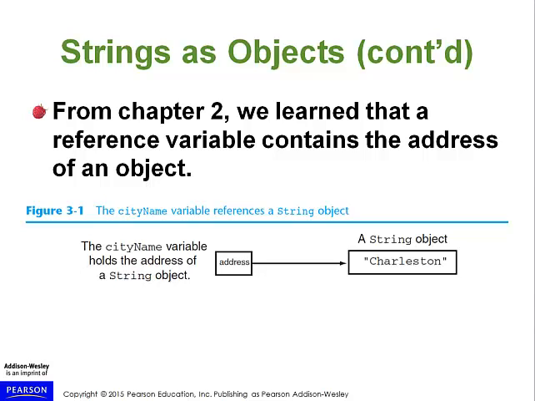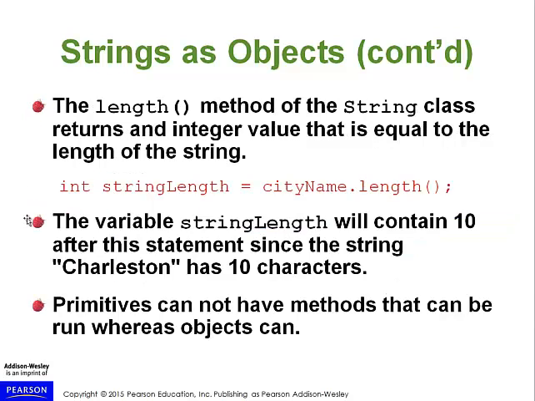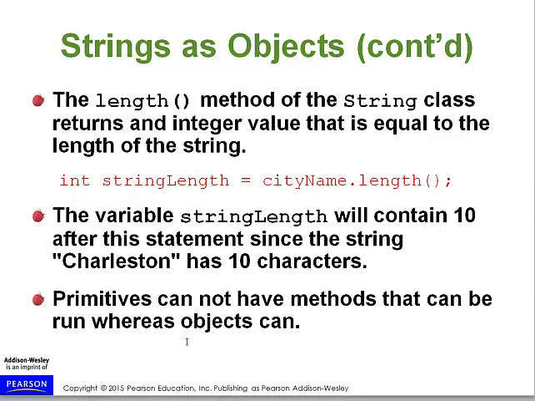Coming down here, take a look at your string object. I kind of gave a heads up on this. If I assign cityName, your string object, and call the length method, whatever the length is, it will contain. Charleston has 10 characters, so 10 is going to be assigned to stringLength, which is an int. Primitives cannot have methods that can be run, whereas objects can.